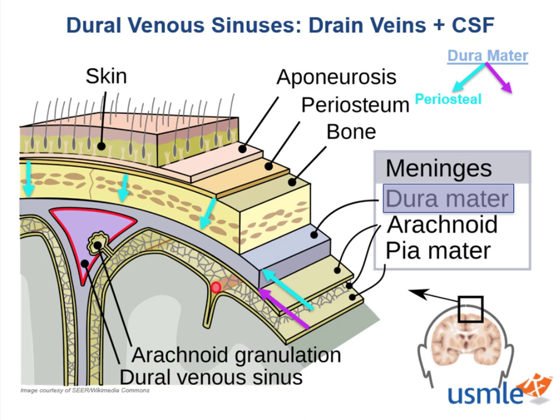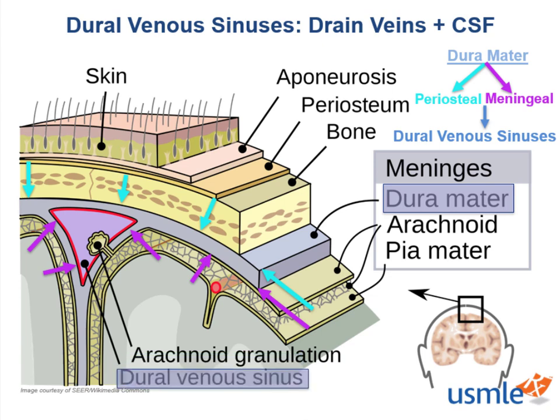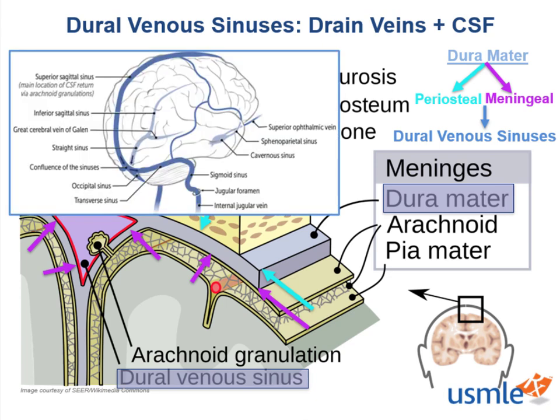Peri means around, and osteal refers to bone, so this layer is around the bones of the skull. The purple arrows represent the meningeal layer of the dura mater, as it is in contact with the other meningeal layers, the arachnoid and pia mater. The two layers of the dura mater form the dural venous sinuses, named because they are formed from the dura mater and function as venous channels or sinuses to drain blood from the brain.